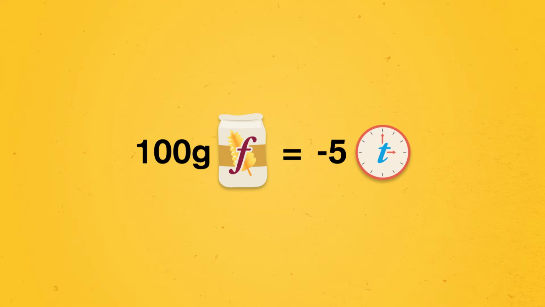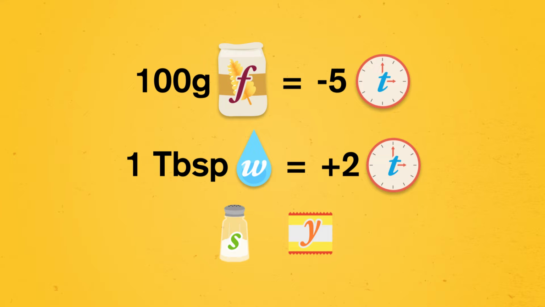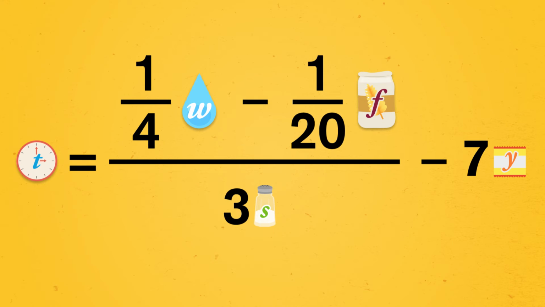Since our sourdough starter demands we make a loaf every week, we don't want to play a guessing game all the time. We might start writing down our observations. We notice for every 100 grams more flour, it takes 5 fewer minutes. But for every tablespoon more water, we add 2 minutes. Change the salt or yeast, more time changes. And before long, our bread artistry has left us with this: math.